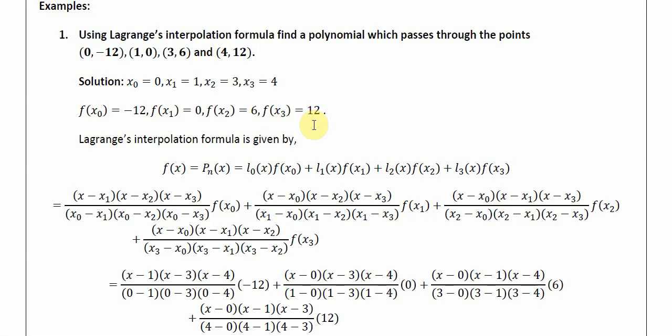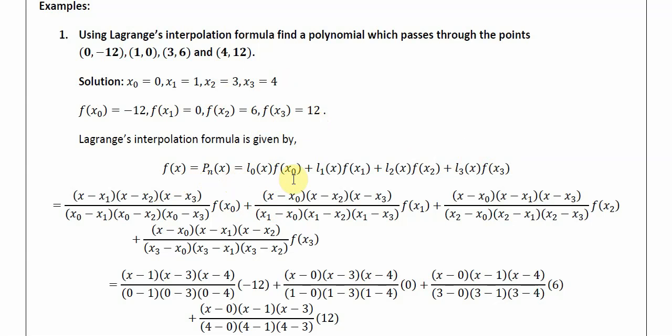Then let's write the Lagrange's formula. We can call it the formula, or we can also call it the polynomial. f of x is equal to Pn of x. Up to where should I write the formula? I have points only up to x3. So what shall we write?